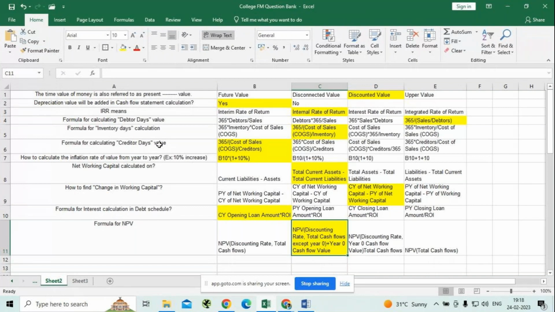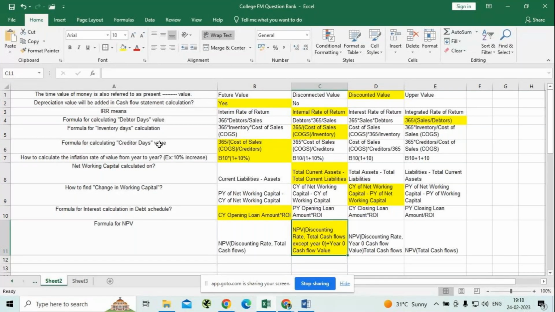Then we have seen the debtor days value calculation, inventory days value calculation, then creditor days value calculation. Okay, then net working capital. It is calculated as the total current assets value minus the total current liabilities, so that is considered as net working capital.